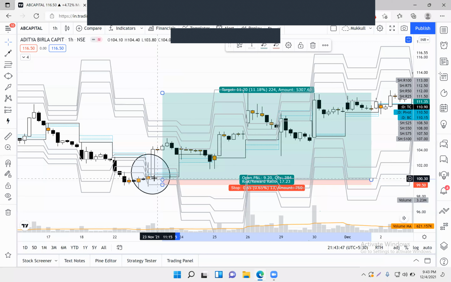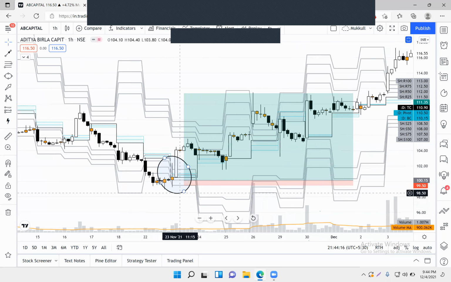Even if I trade, let's say, with 10,000 quantities, then also how much would my stop loss be, and you can imagine how much my target would be. If I trade with 10,000 quantity, then almost above 1 lakh with a stop loss of merely 6,500 rupees, right?